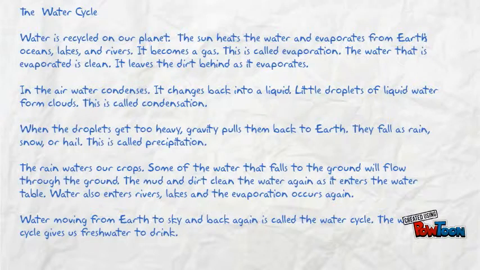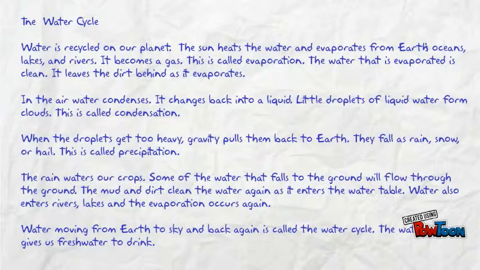In the air, water condenses. It changes back into a liquid. Little droplets of liquid water form clouds. This is called condensation. When the droplets get too heavy, gravity pulls them back to Earth. They fall as rain, snow or hail. This is called precipitation.